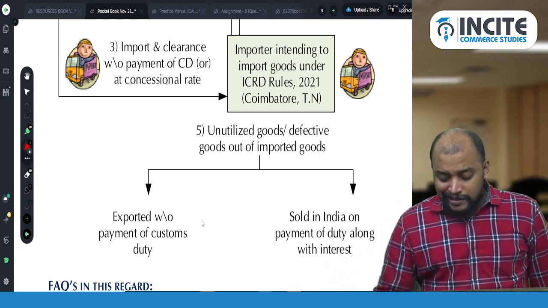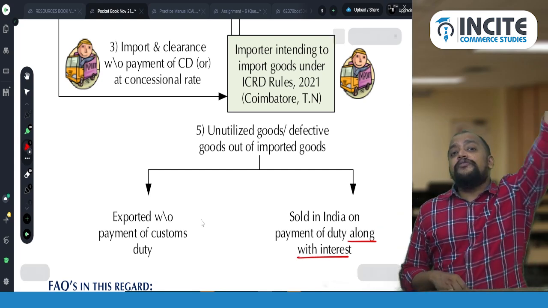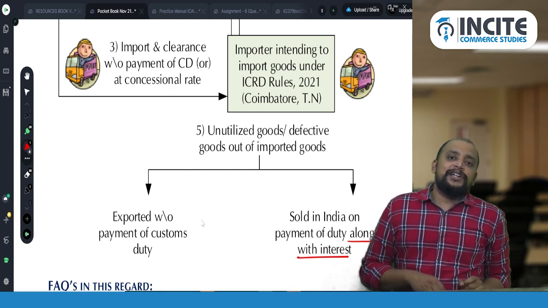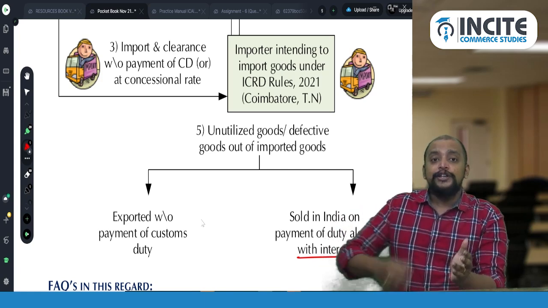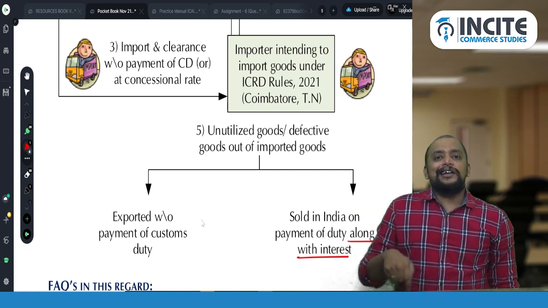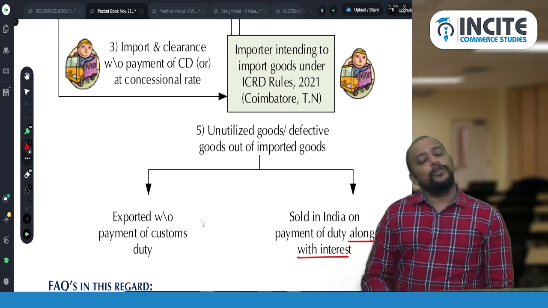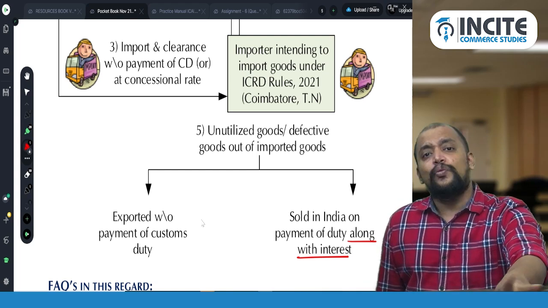Now, why is interest payable? At the time of import, they did not pay customs duty. Why did they not pay customs duty? They were exempted from payment of customs duty at the time of import. So now they are selling it in India, so they need to pay interest. Got it? Now they are selling in India, so they need to pay customs duty with interest.